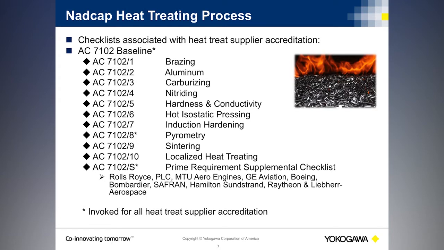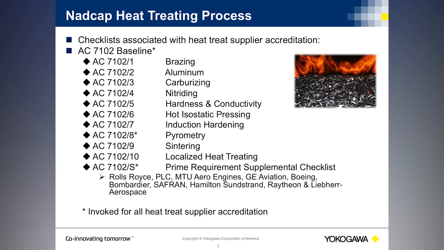The Nadcap checklist for heat treating is broken down into several checklists. They have the AC 7102, which is the baseline checklist. The baseline checklist is composed of 72 pages, 14 pages dedicated to yes-no questions, and pages 15 through 72 are dedicated to conducting the actual job audits. The various checklists that are invoked will depend on the special process you're being accredited for, what types of heat treating. As you can see, you have brazing, aluminum, carburizing, nitriding, hardness and conductivity, hipping, induction hardening, pyrometry, sintering, and localized heat treating.